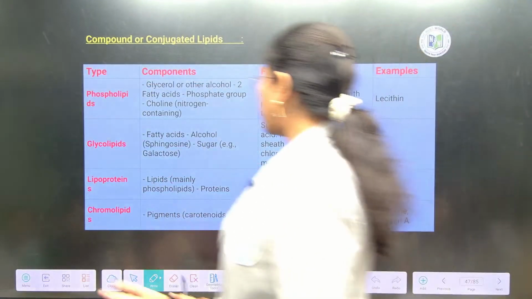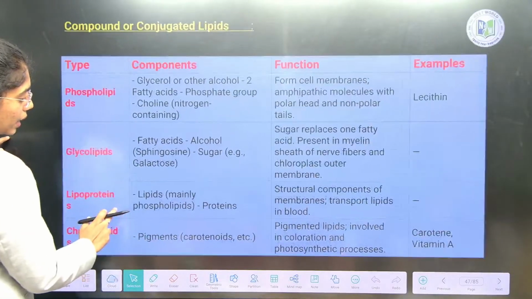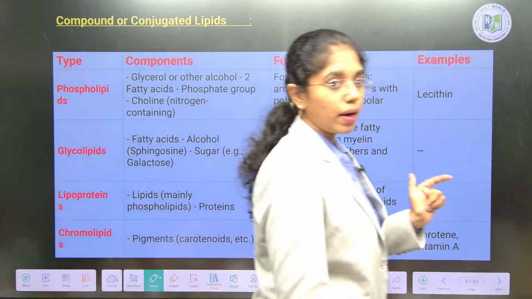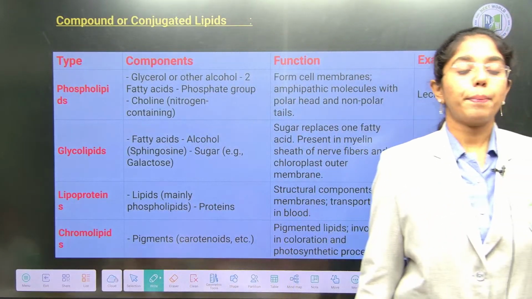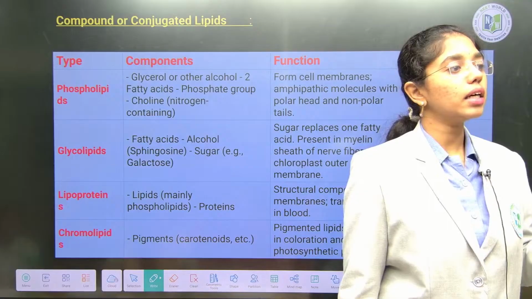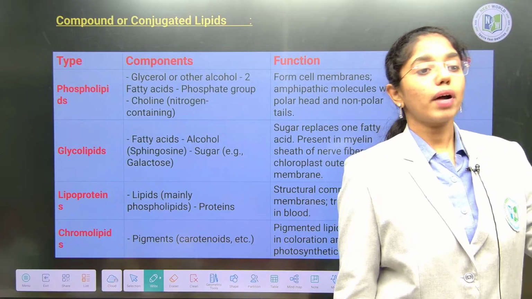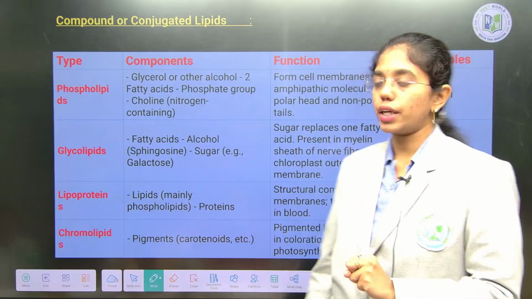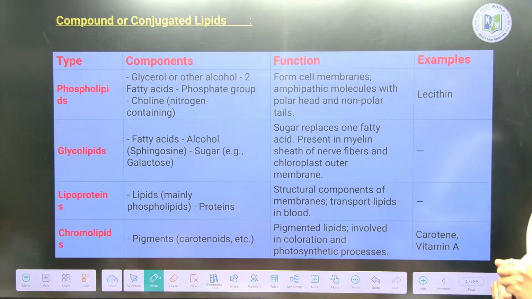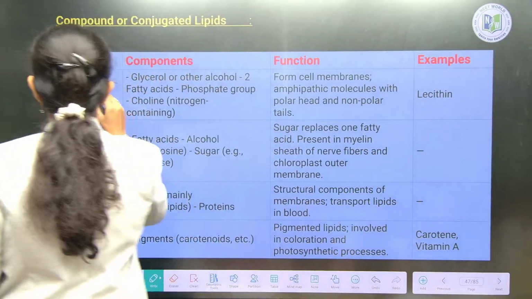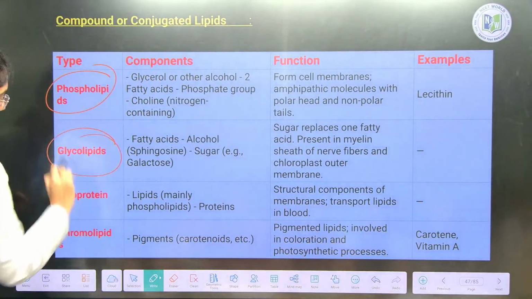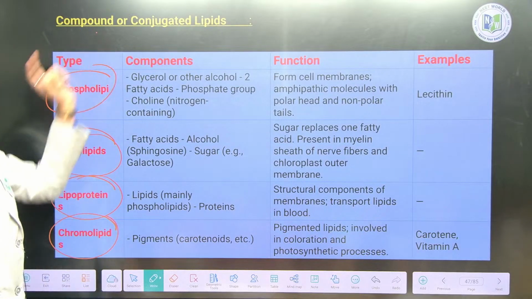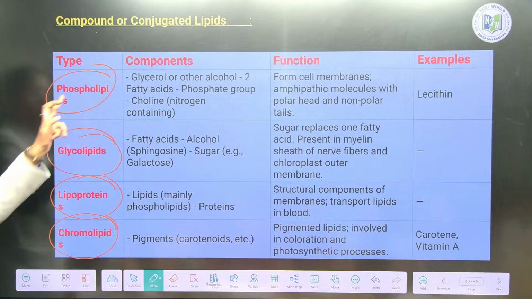Conjugated or compound lipids. We have learnt that lipids have a functional group with a carboxyl group. We have learnt about glycerides. Apart from this, if there are any other compounds present in the formation of lipids, they are addressed as compound lipids or conjugated lipids. See here, the components present are phospholipids, glycolipids, lipoproteins and chromolipids. These are 4 different types of compound lipids.